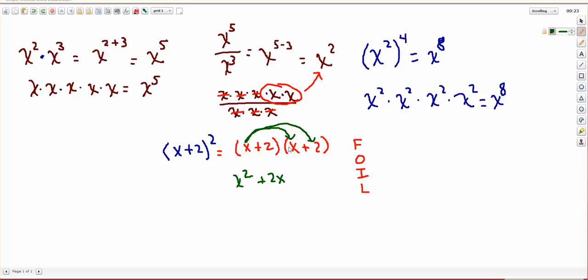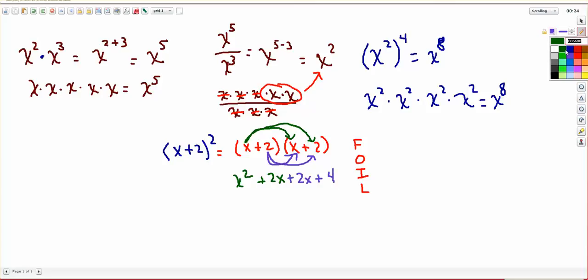So we did the first times the first, and then always the outer. The outer, x times the 2, the outers. Now the I is just representing the inner. And so I'm going to take the 2 and multiply by x. And so that's going to be plus another 2x. And then 2 times 2. And the L represents last. First, outer, inner, last. And so that's 2 times 2, which is 4.